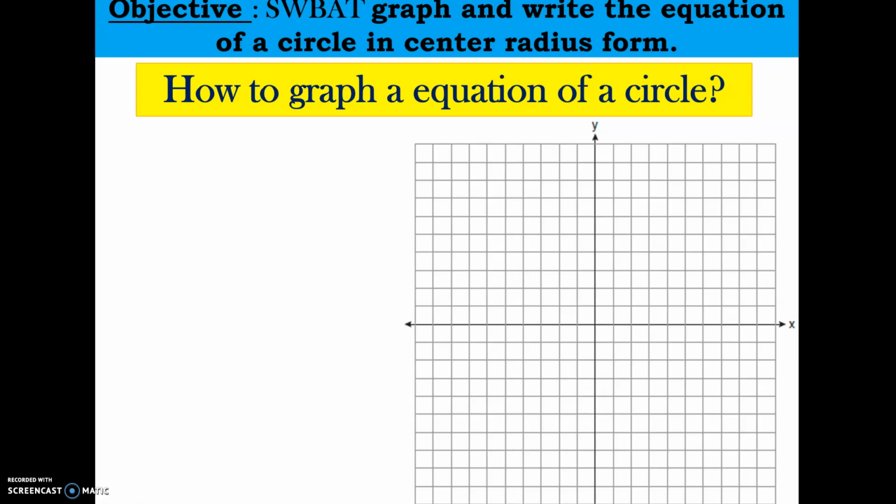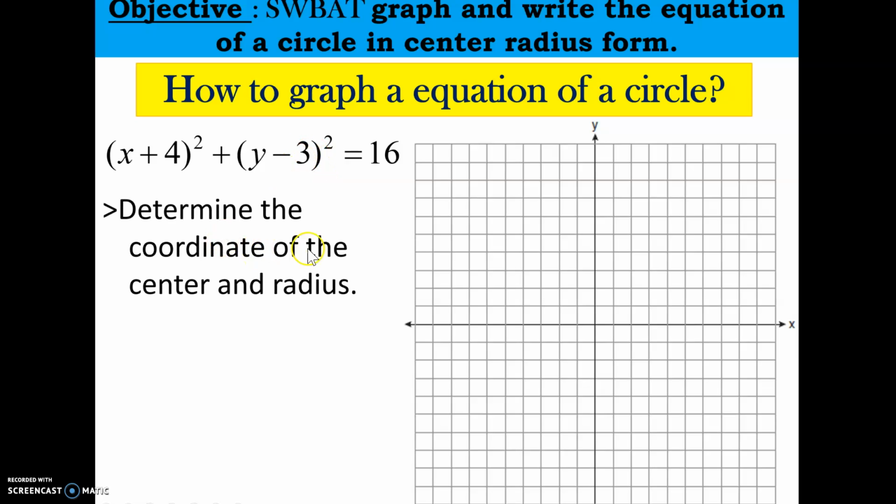So how do we graph the equation of a circle? Now, first, you're going to just look at the equation and identify the center and the radius. So the center here, since this is plus 4, you know that the x coordinate is going to be negative 4, and the y coordinate is going to be positive 3. And the radius of the circle is going to be square root of 16, so you know that's going to be 4.